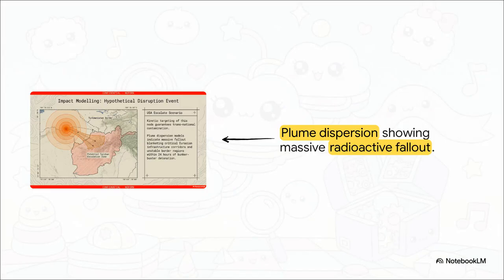To put that sequence into perspective, in a hypothetical disruption event, plume dispersion models indicate that destroying this node guarantees massive, transnational radioactive fallout. Within just 24 hours, this contamination would blanket critical Eurasian infrastructure corridors. It would drift right across the Turkmenistan border and immediately trigger severe crises in adjacent unstable areas, which are identified here as potential Taliban escalation zones in Afghanistan.